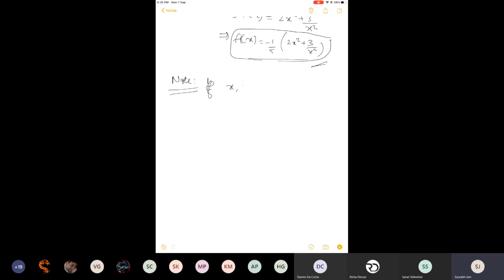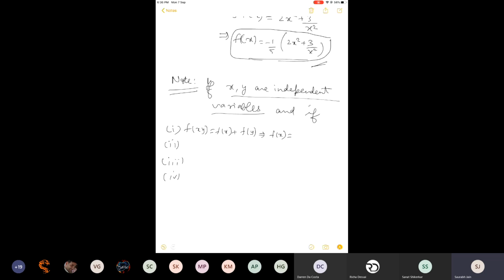First of all, x and y must be independent variables. Only then will these relations hold. Independent variable means that generally when I write y equals f(x), y is a function of x, but here both of them are independent of each other. So basically four relations are there. If f(xy) equals f(x) plus f(y), you have to learn these results, then f(x) is of the form k ln x, k is constant only, or f(x) equals 0.